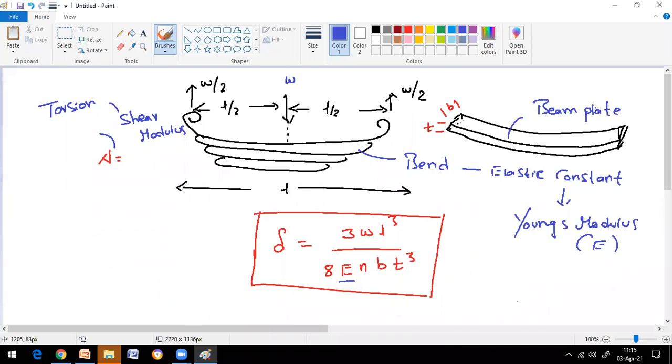As one of your students asked, sir, what happens to the leaf springs? Leaf springs always bend. When they bend, the elastic constant E comes into picture, which is called the modulus of elasticity or Young's modulus.